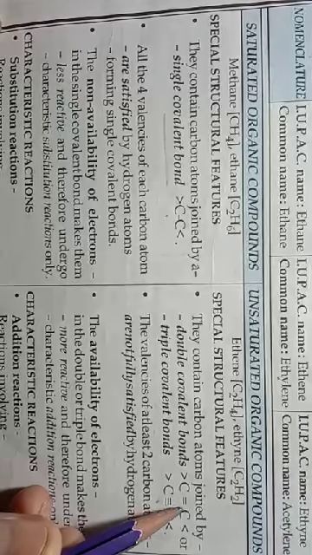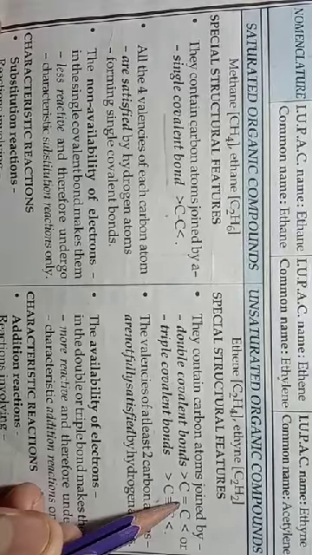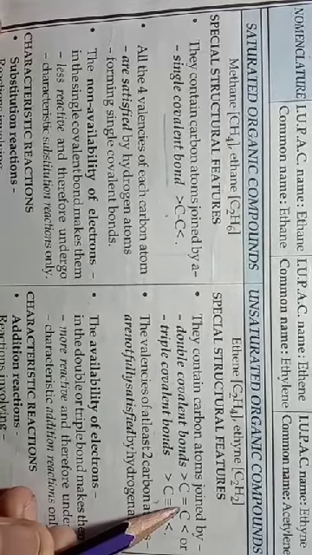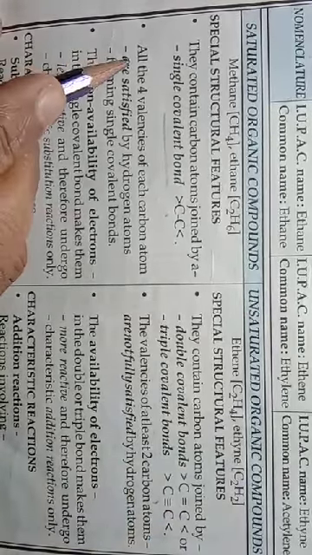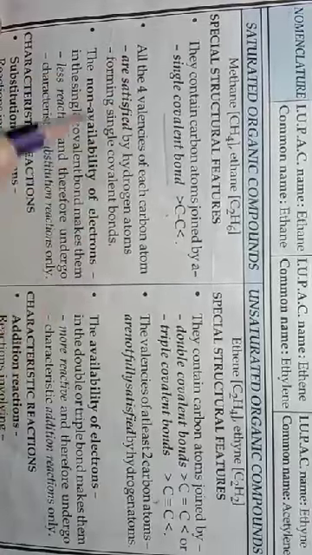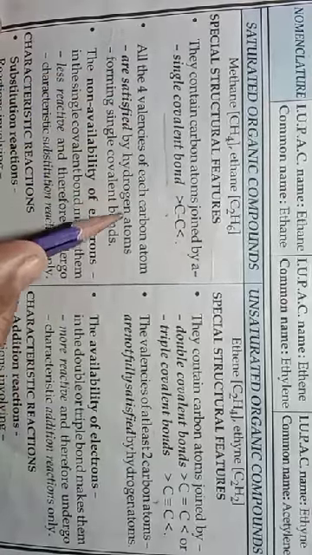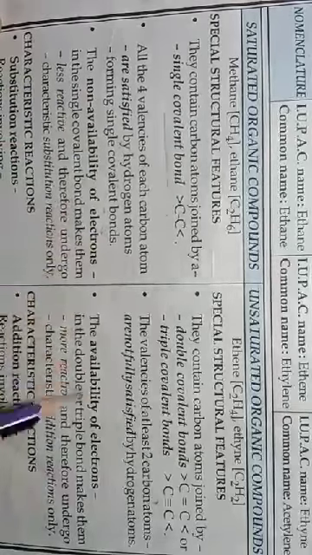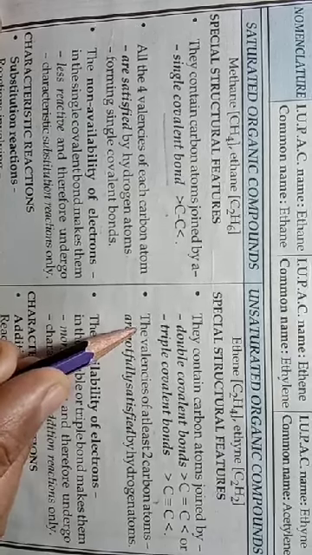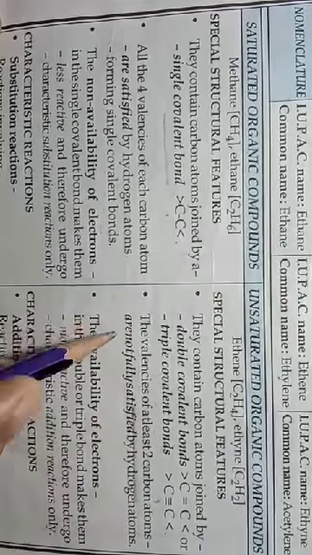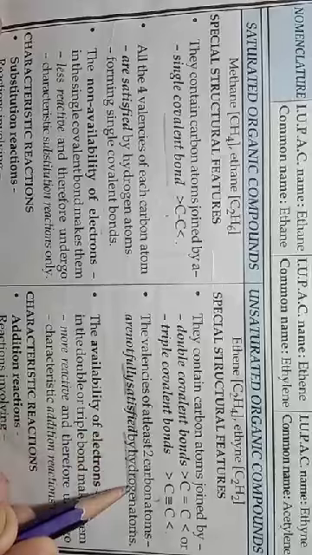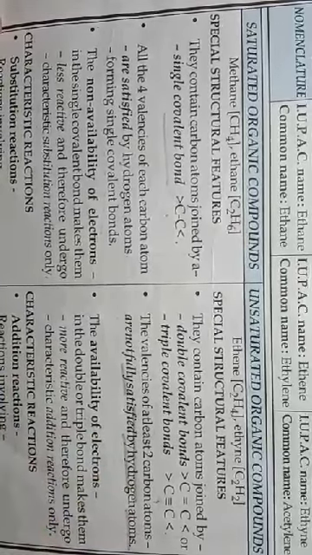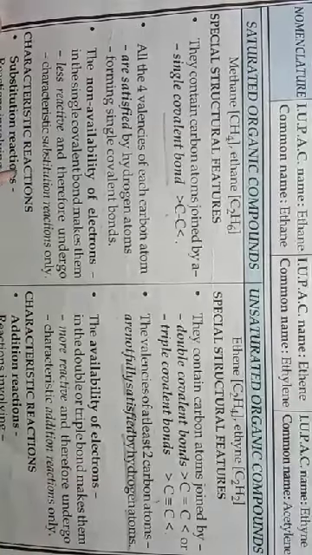So the presence of double and triple covalent bonds, the double C=C covalent bond and triple C≡C covalent bond, is compulsory in unsaturated hydrocarbons. In saturated compounds, all four valencies of each carbon atom are satisfied by hydrogen atoms forming single covalent bonds. But in the case of unsaturated, the valencies of at least two carbon atoms are not fully satisfied by hydrogen atoms, and these are satisfied with the help of a double or triple bond.